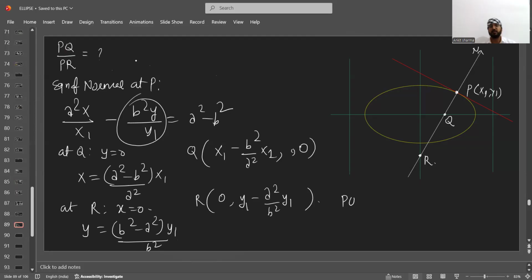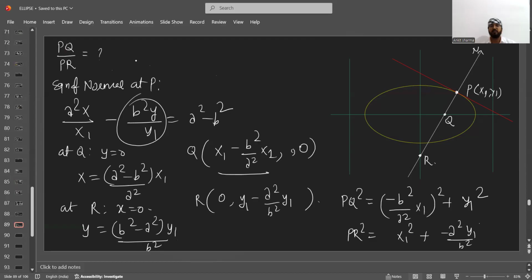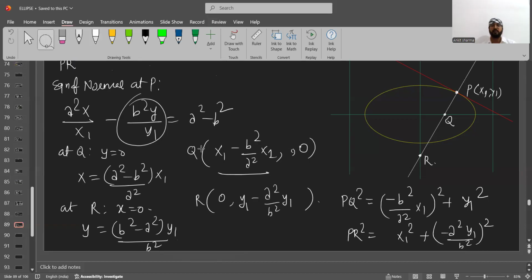So since we want PQ square, so PQ square would be simply what? This distance, this point minus this. So X1 gets cancelled, and I get only minus b square over a square into X1 square plus y1 square. This is my PQ square. And when I find out PR square, so PR square is also almost same, because here now I get just simply x1 square plus y1 minus this, so y1 cancels, and we get a square y1 over b square, the whole square. So this is what my PQ square and PR square is.